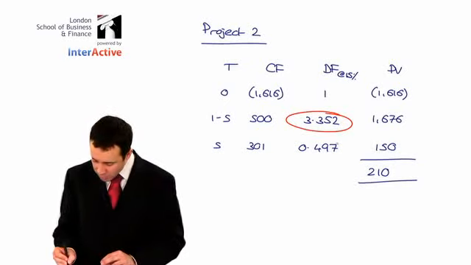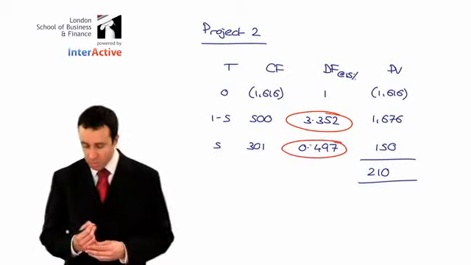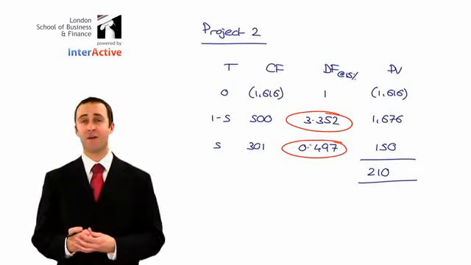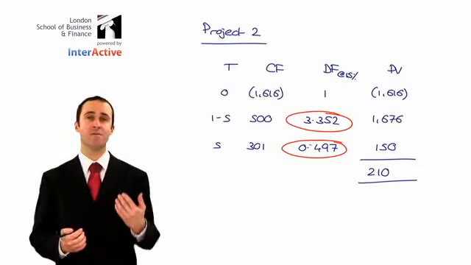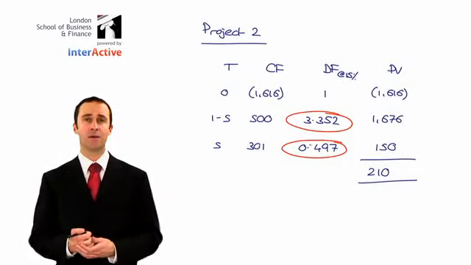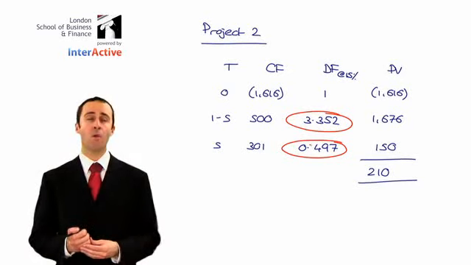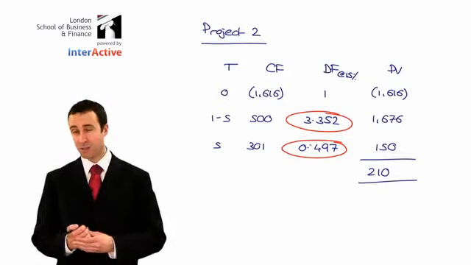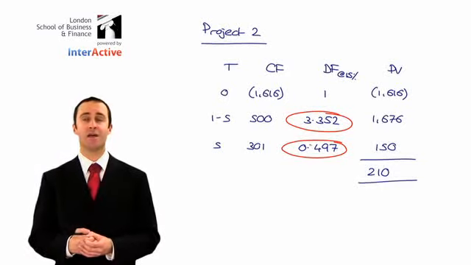Also, at the end of the project, we scrap the asset for £301,000, discount it back by a discount factor at T5 at 15%, which will give you your present value. When you then total up all of those present values to give you your net present value, that should give you the £210,000.